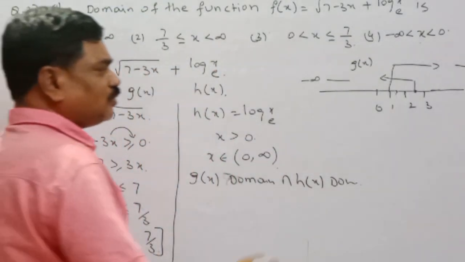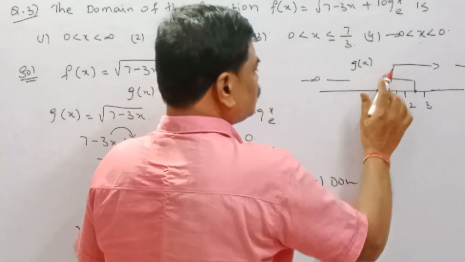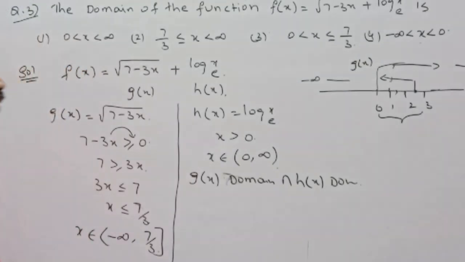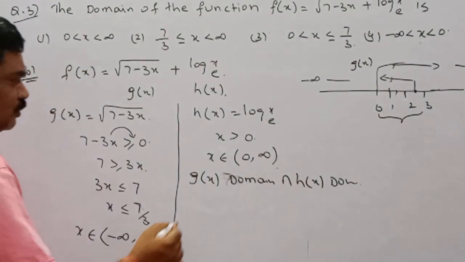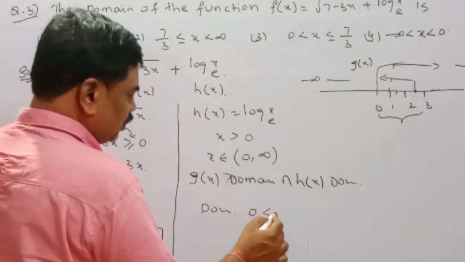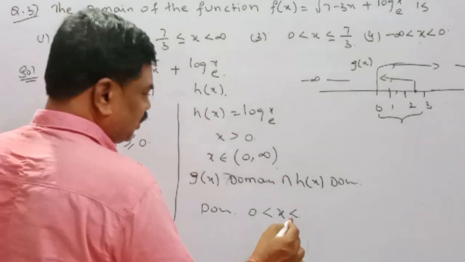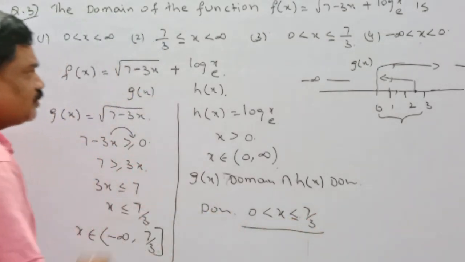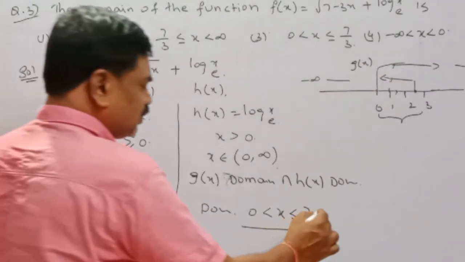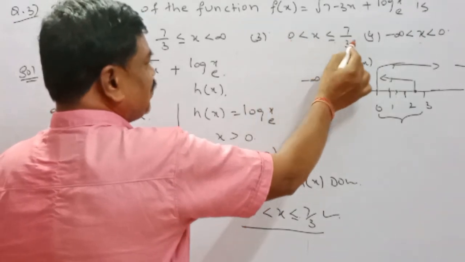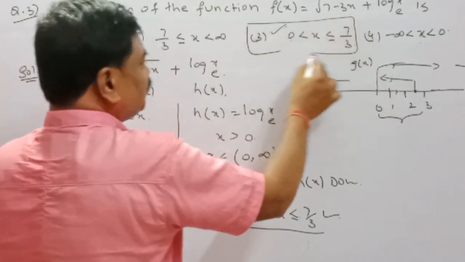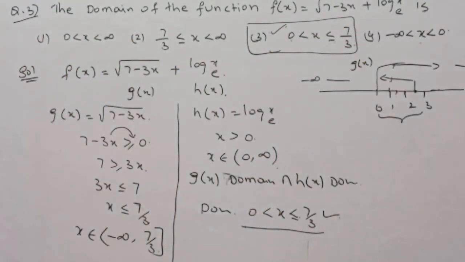So what is the common domain? Common domain is this one, from 0 up to 7 by 3. Therefore, the domain is 0 less than x less than or equal to 7 by 3. So 0 less than x less than or equal to 7 by 3 is the common domain of these two functions. Okay, all of you. That's all. Thank you.